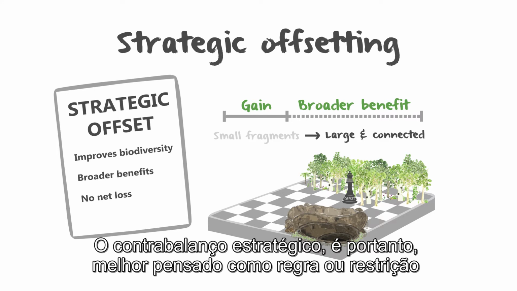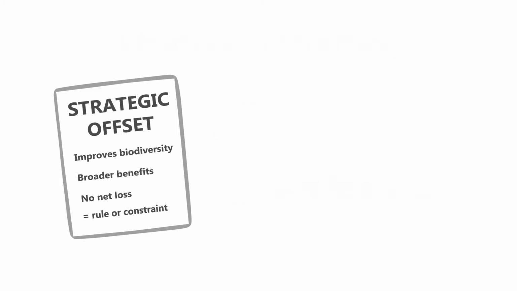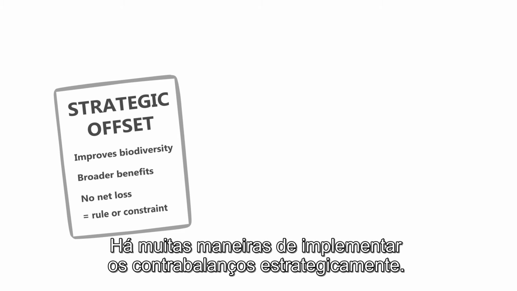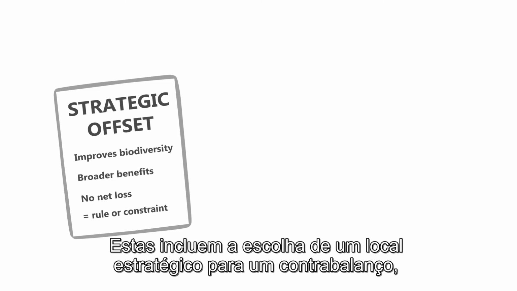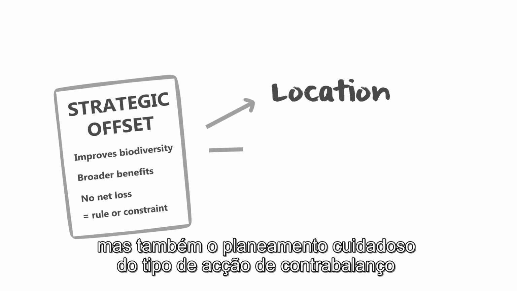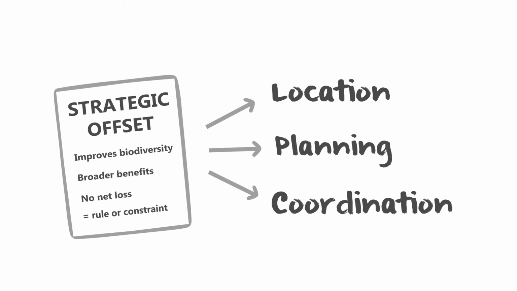Strategic offsetting is therefore best thought of as a rule or constraint used to decide how, where, and when we might implement the offset. There are many ways in which offsets can be implemented strategically. These include by choosing a strategic location for an offset, but also the careful planning of the type of offset action, and coordinating offsetting with other conservation activities in the same region.